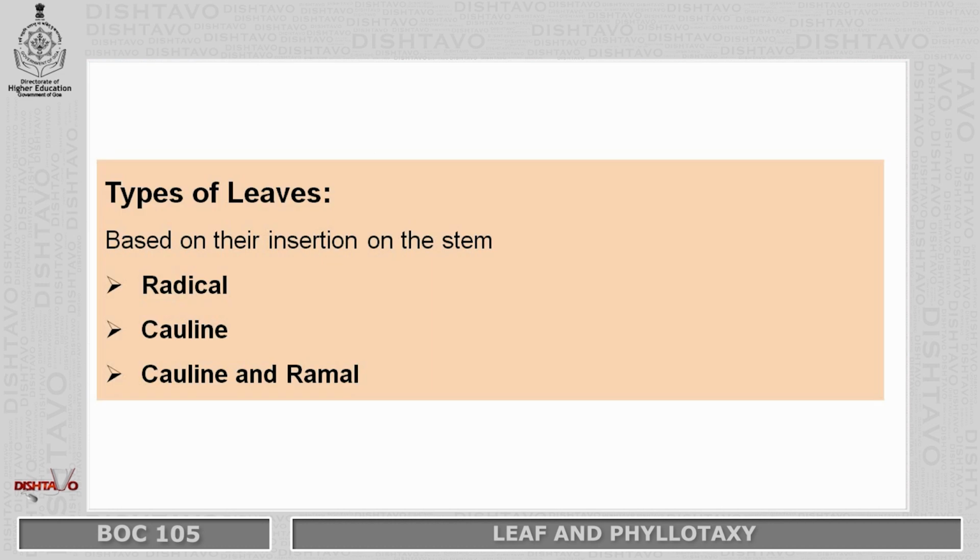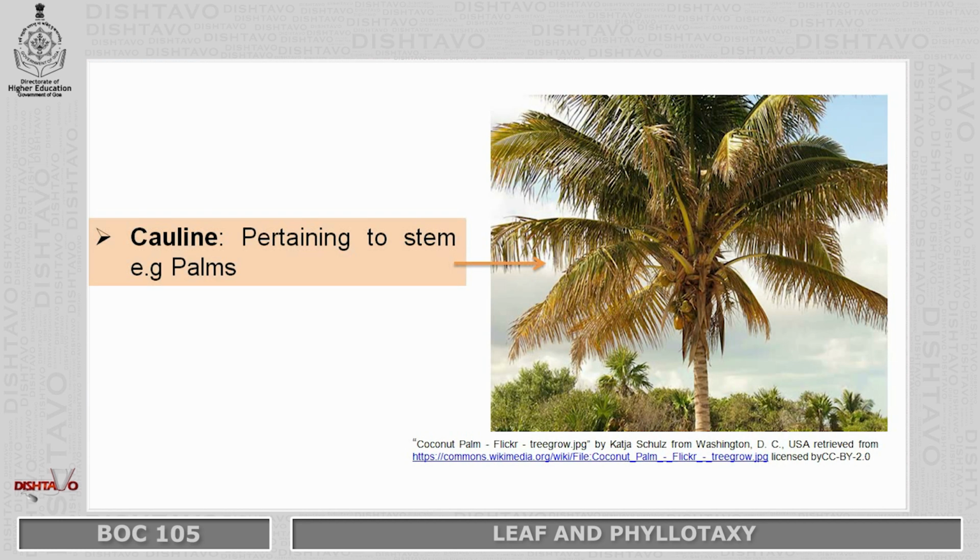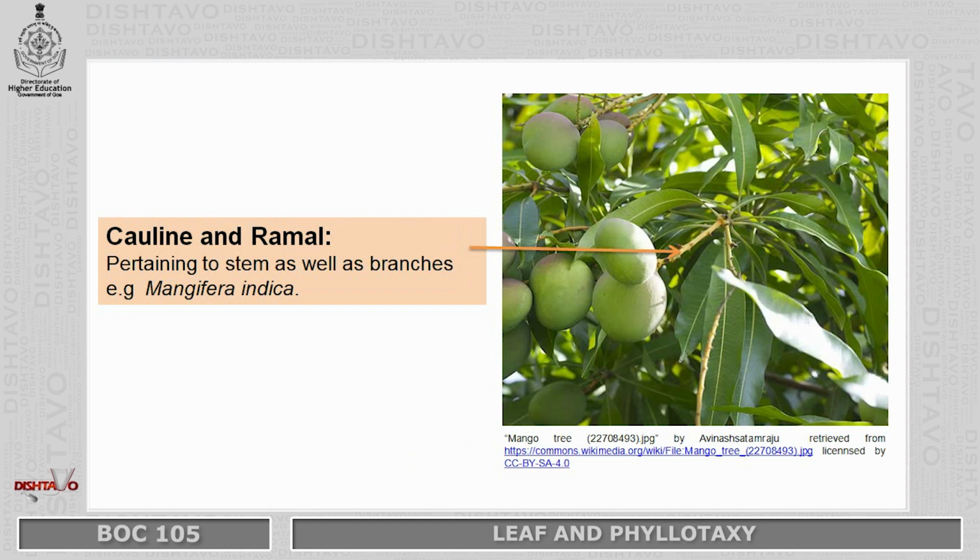Now, based on the insertion of leaves, we have different kinds of leaves. Different kinds means there are three kinds: radical, caulline and ramal. We'll see each one. What is a radical leaf? Radical leaf is proceeding from near the root or from above the root, example in Allium cepa, or we can also call onion. Then caulline leaves, they are pertaining to the stem, like how you see in coconut, the leaves are attached to the stem. Then we have caulline and ramal leaves, as in Mangifera indica, wherein the leaves are pertaining to both stem and branches.